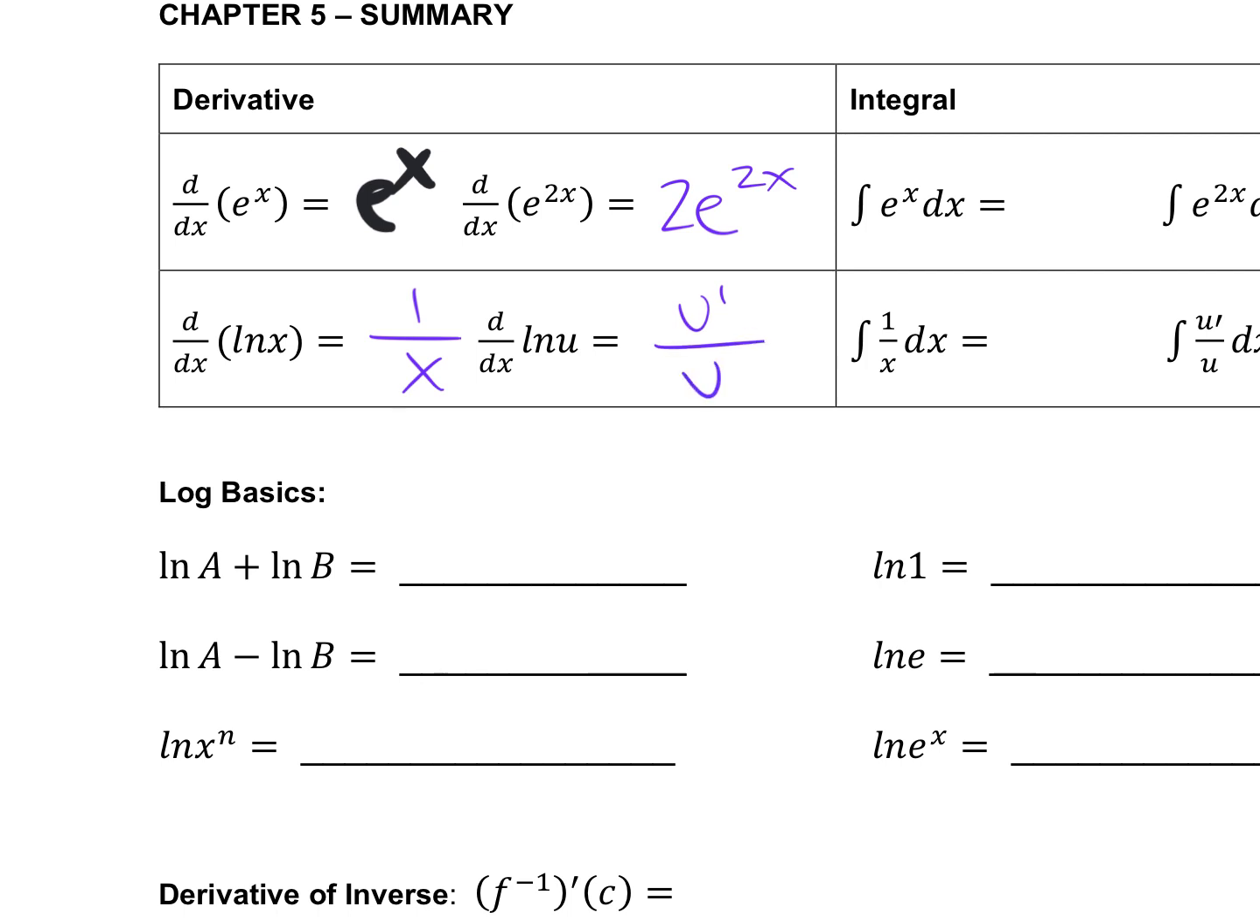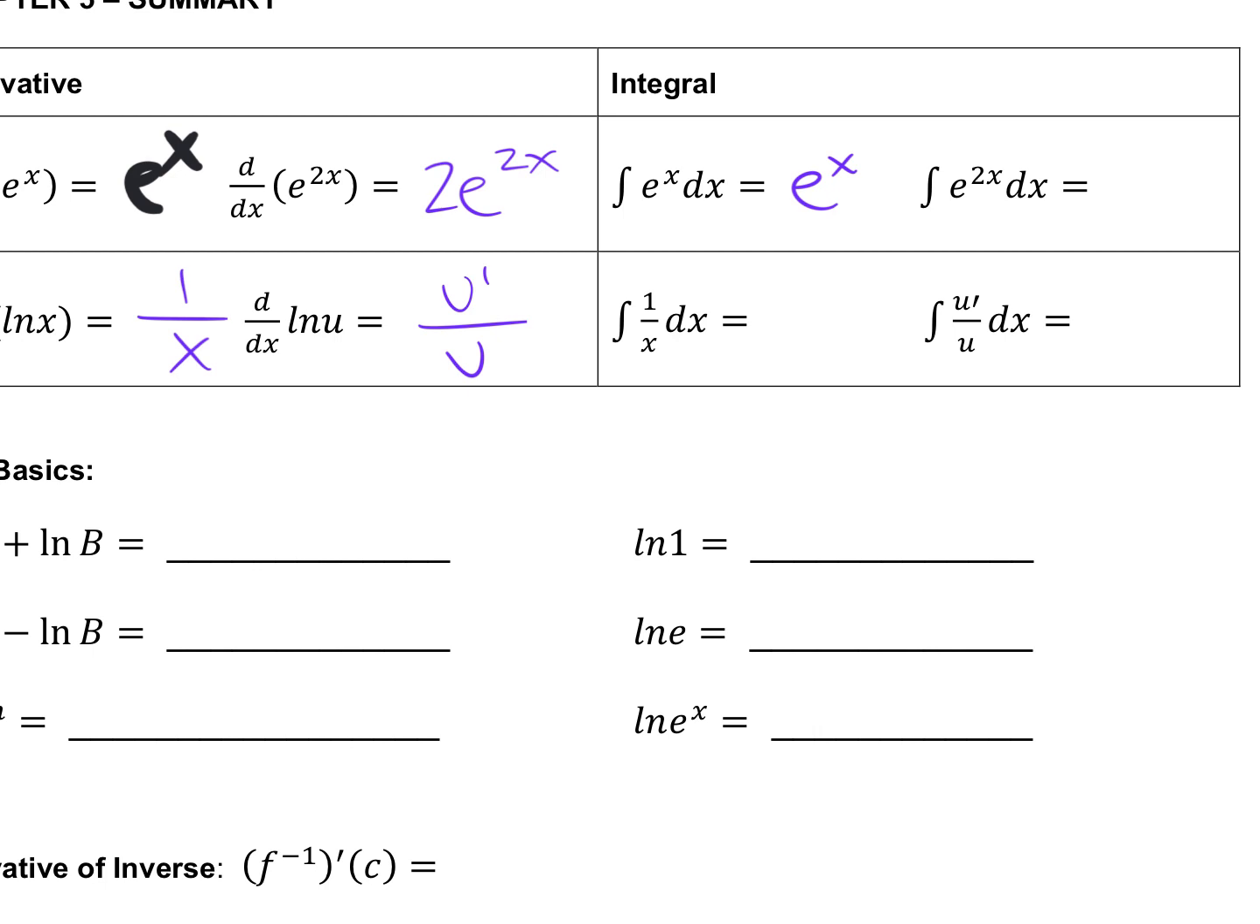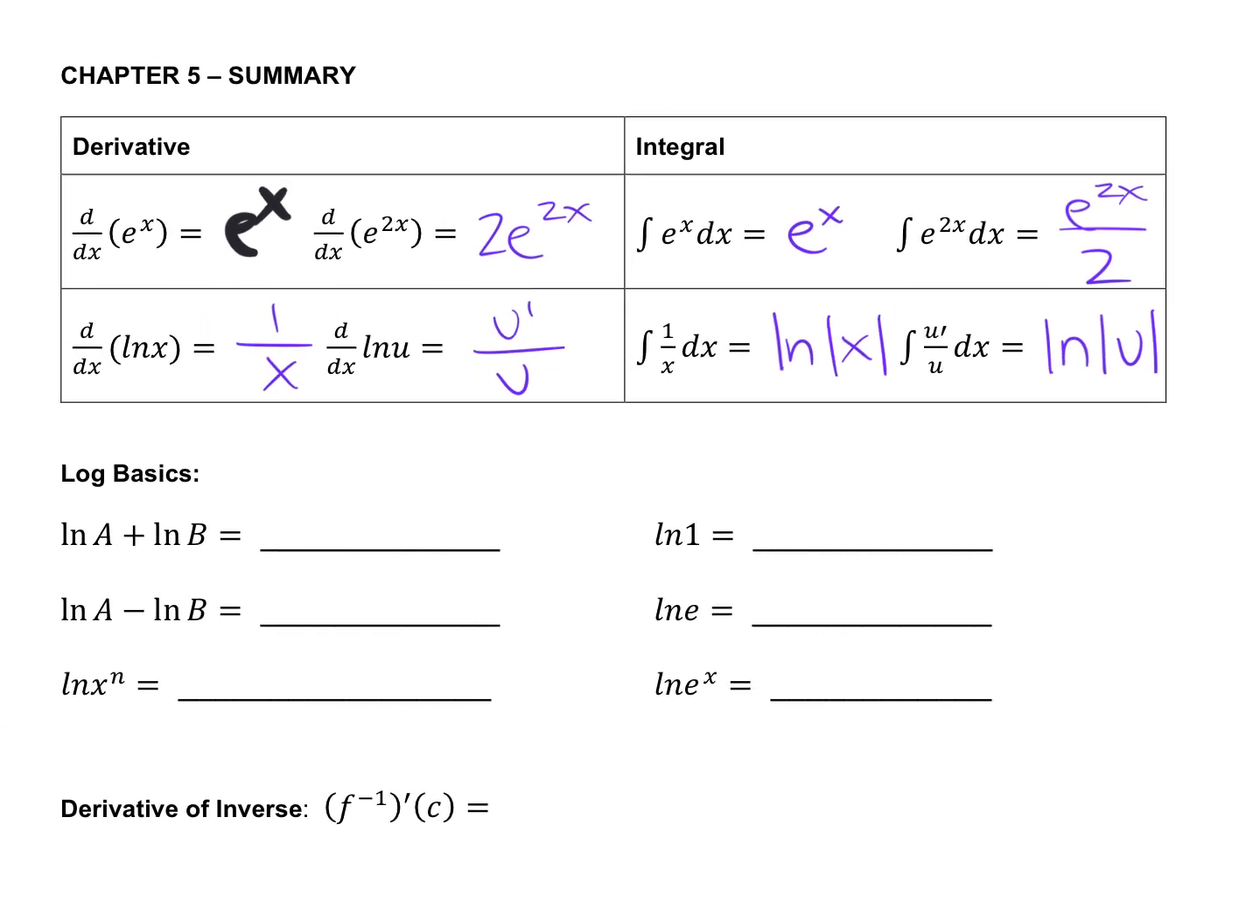Then we also did the integrations. The integration of e to the x is also itself. However, if there's something in the exponent, how did we do that when we were working backwards integrating with the 2? Divide by the derivative. Yep, divide by it. So you can put e to the 2x over 2, or you can put a 1/2 out front, the reciprocal, either one. And if you're integrating 1 over x, it becomes the ln of the absolute value of x. U prime over u becomes ln of absolute value of u, provided there wasn't something else.